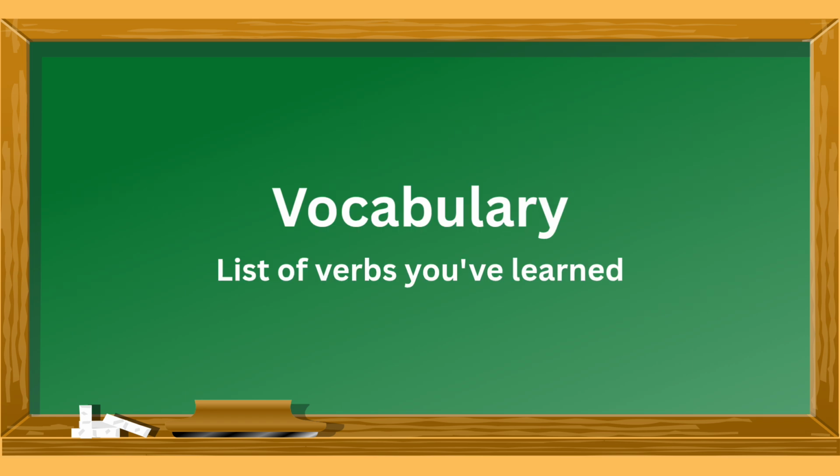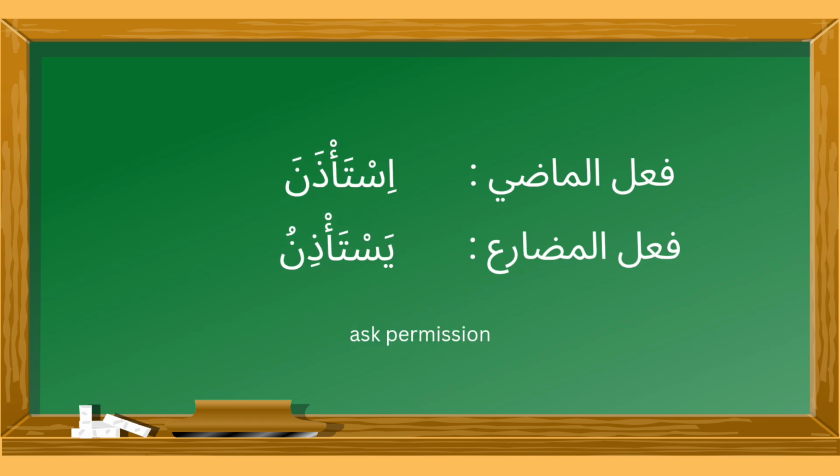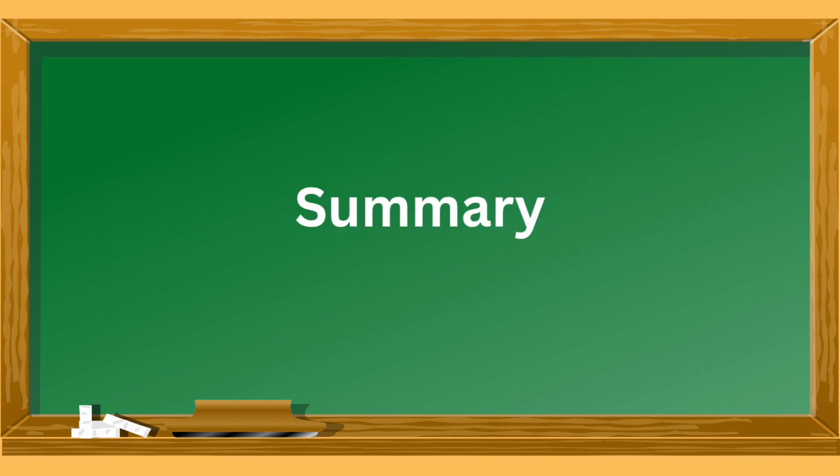List of verbs you have learned. فعل الماضي أراد، فعل المضارع يريد: want. كتب يكتب: write. فهم يفهم: understand. كرر يكرر: repeat. تأخر يتأخر: delay. استأذن يستأذن: ask permission.